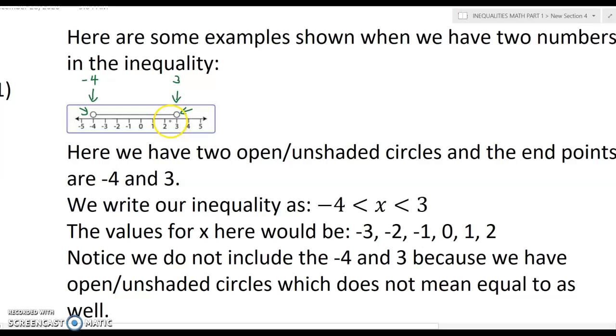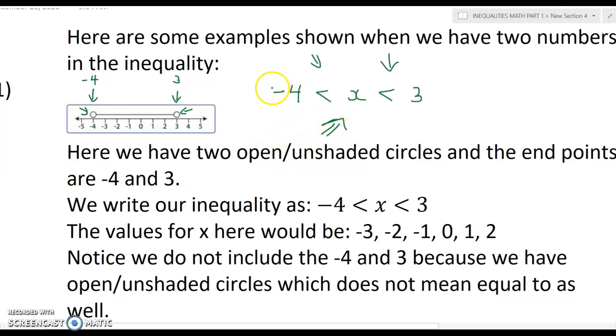Now we want to represent this as an inequality, right? So it's from -4, and this is right, -4 less than x less than 3. If you notice, the two inequalities are in the same direction, right? And this is a very popular type that comes in multiple choice. So here we have two open, unshaded circles, and the endpoints are -4 and 3. So that's how we write the inequality, right? Just put them together like this.